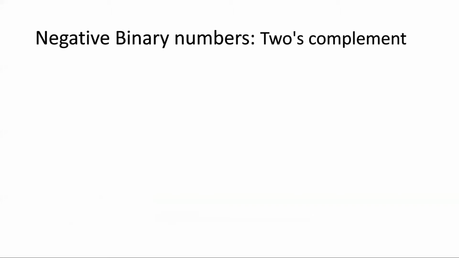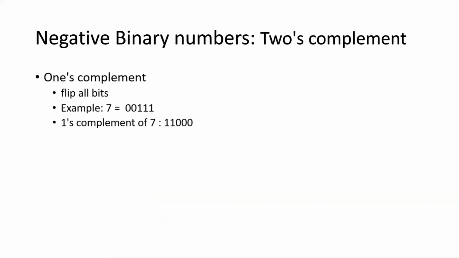In 2's complement method, I should first introduce 1's complement. 1's complement is very simple. 1's complement of a number is simply obtained by flipping all its bits or inversing all its bits. So let's see here we have 7, which is represented by 5 bits as 0, 0, 1, 1, 1. And its 1's complement is simply obtained by inversing all its bits. So we have 1, 1, 0, 0, 0.